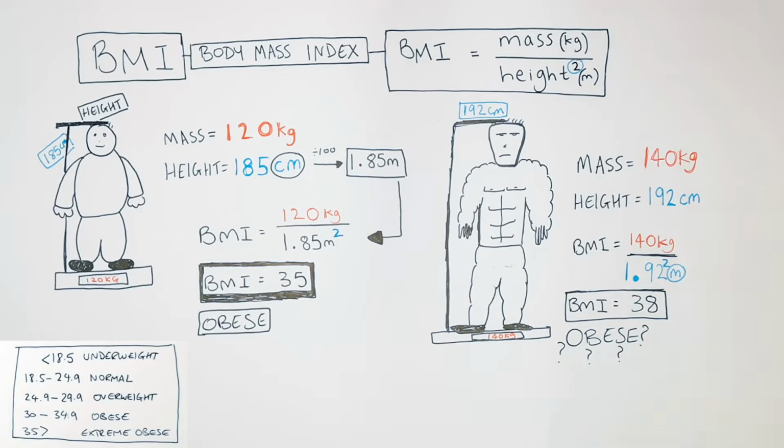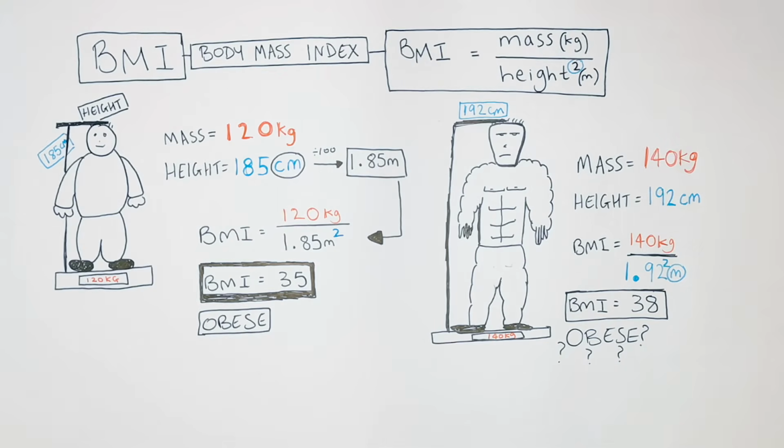But are they? No. This is because muscle weighs more than fat. So someone who is very athletic can come out as obese on the BMI chart, but they are perfectly healthy.